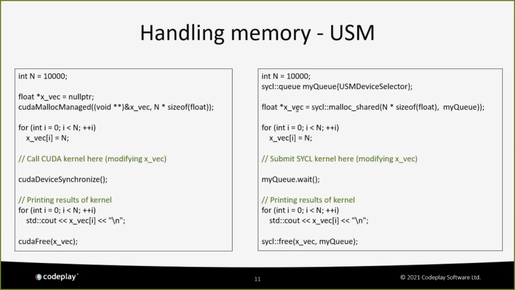So this example compares the CUDA application on the left and the SYCL application on the right, both using USM memory. So here highlighted, we have the CUDA malloc managed allocation, and on the right, the SYCL way of doing this. Note that we have to pass the queue as a parameter to the malloc shared in the SYCL version.